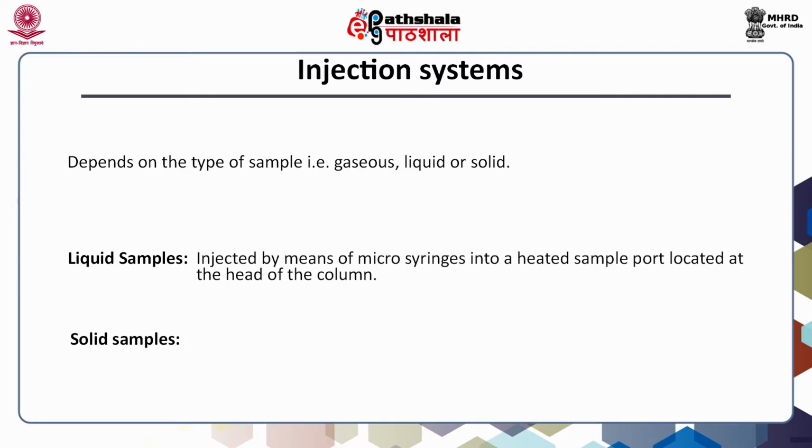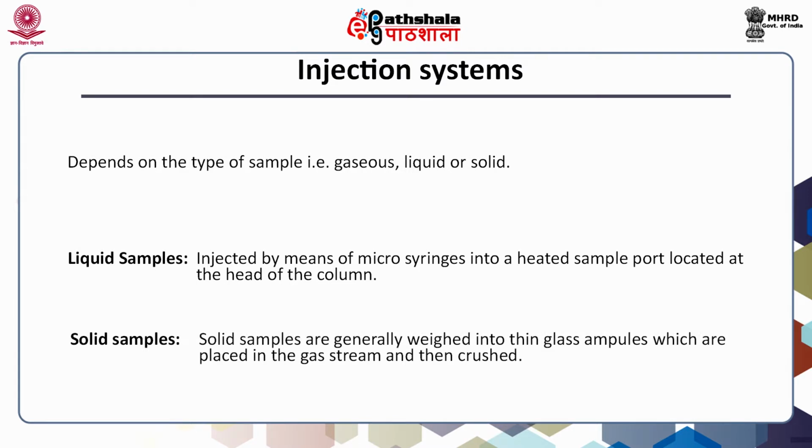For liquid samples, the injection system is the micro syringe, which is specifically designed for GLC applications. The sample is injected in the injector and is quickly converted into vapors, and those vapors then pass through the columns. In case of solid samples, we generally use thin glass ampoules which are placed in the gaseous stream and then crushed. That means the heated material is converted into vapors and then passes through the columns.